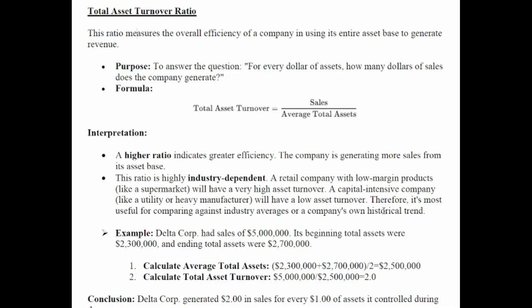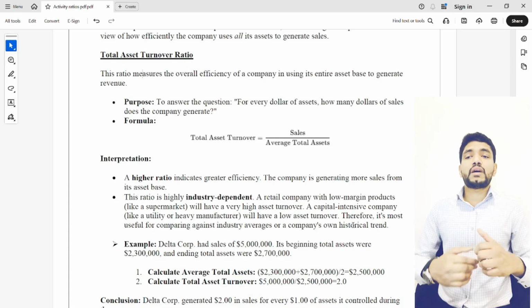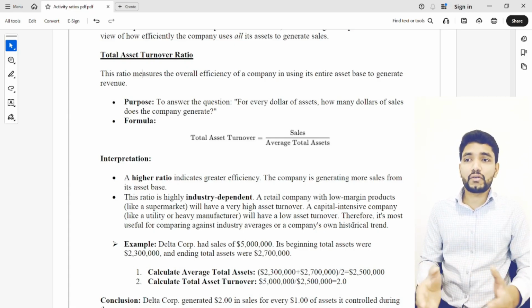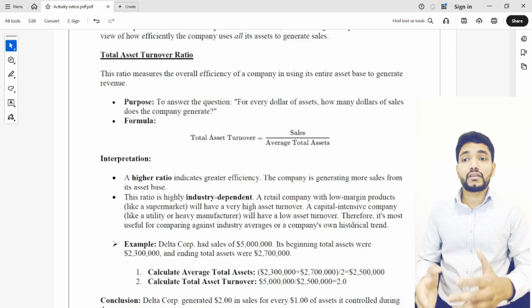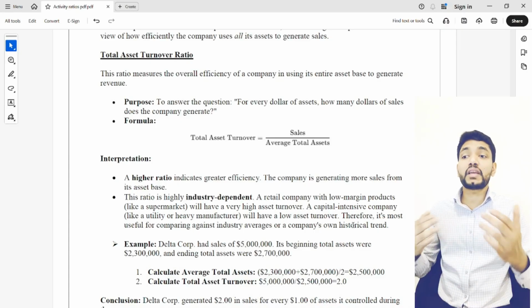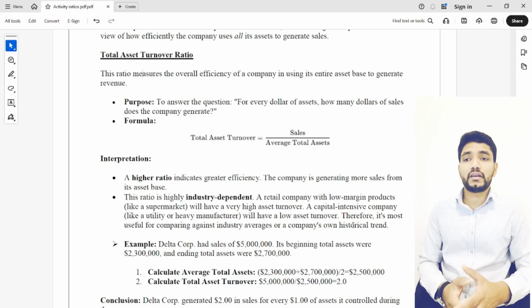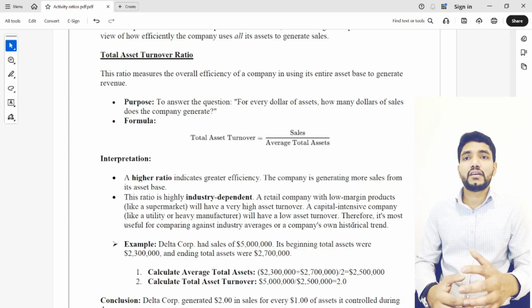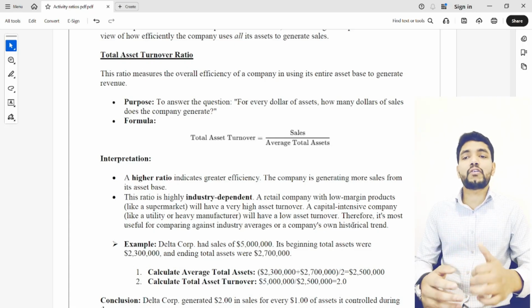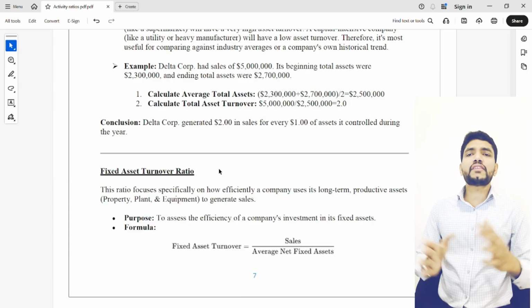It is most useful for comparing against the industry average or the company's own historical trend. The benchmark for the asset turnover ratio can vary from industry to industry. For example, a retail company should have a very high asset turnover ratio, while a highly capital intensive industry like a big manufacturer should have a comparatively lower one. So each company's asset turnover ratio should be analyzed against the industry benchmark or historical trend. Let's discuss a case.